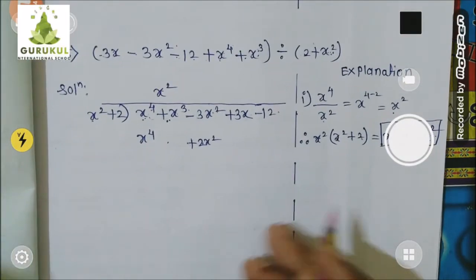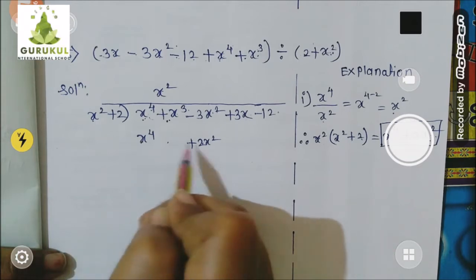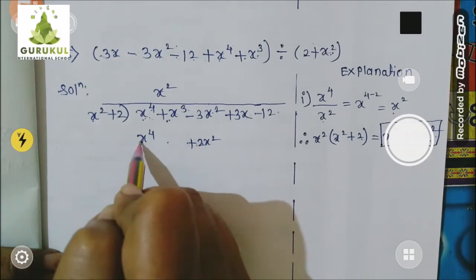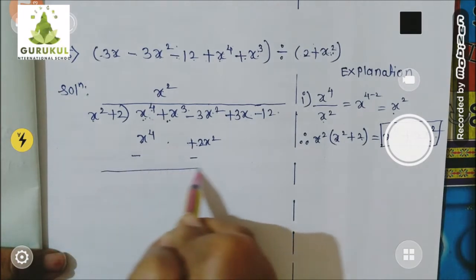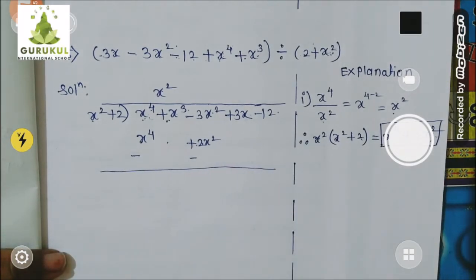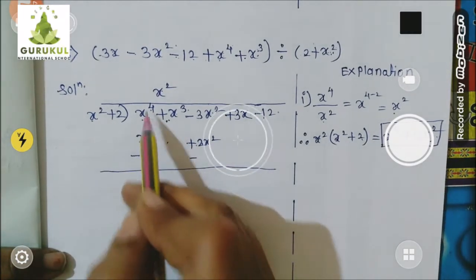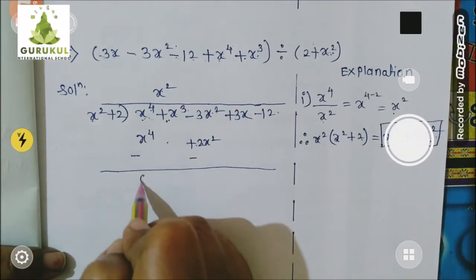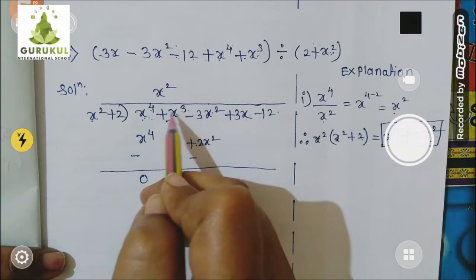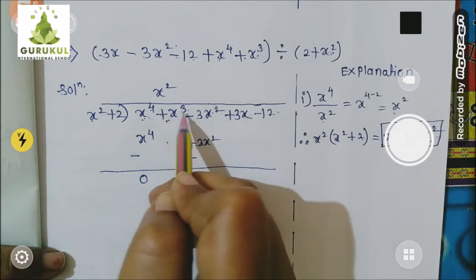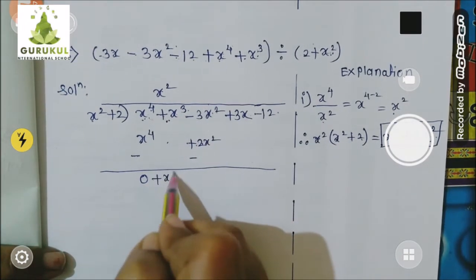Now let's subtract. While subtracting, the second polynomial's signs change. This plus becomes minus. This also plus becomes minus, and then take it for subtraction. Now plus x raised to 4 minus x raised to 4, 0. Now here nothing for subtraction, so copy down as it is along with sign. So plus x cube I will write over here.